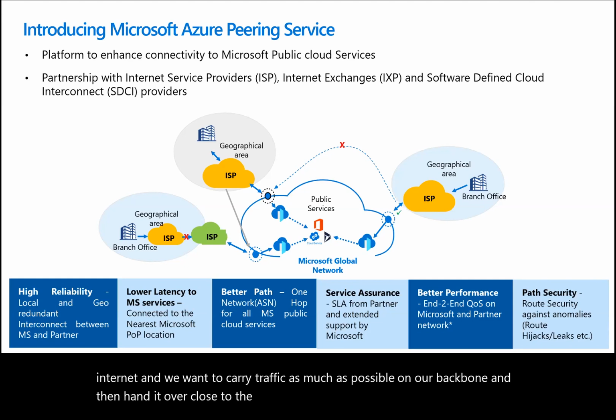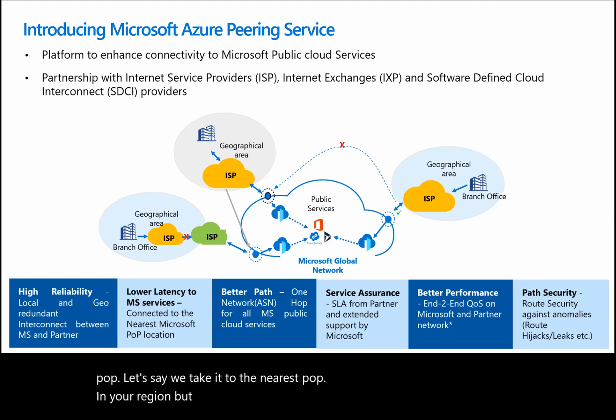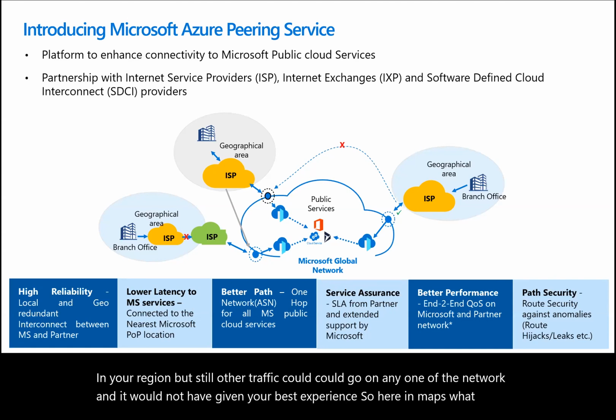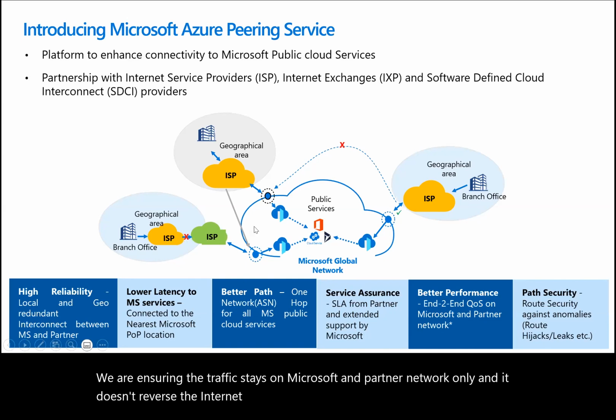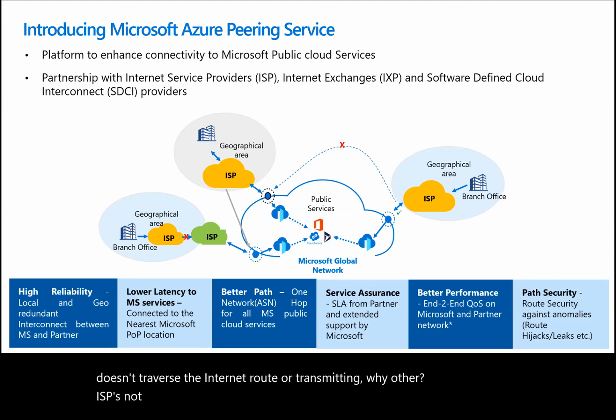So earlier the challenge was, even on the POP, let's say we take it to the nearest POP in your region, but still the traffic could go on any one of the network and it would not have given you a best experience. So here in Maps, what we are doing is we are ensuring the traffic stays on Microsoft and partner network only, and it doesn't traverse the internet route or transit via other ISPs not directly connected with us. Partners are offering SLAs for connectivity to Microsoft Cloud Services.